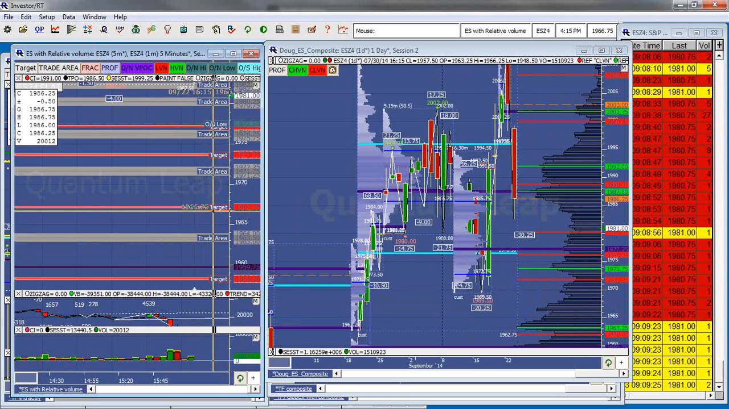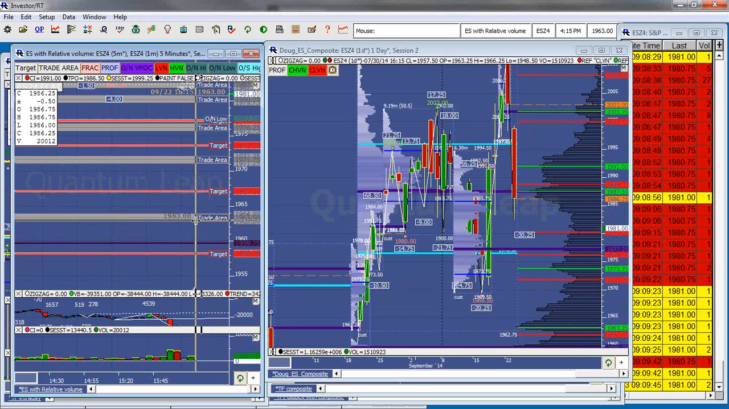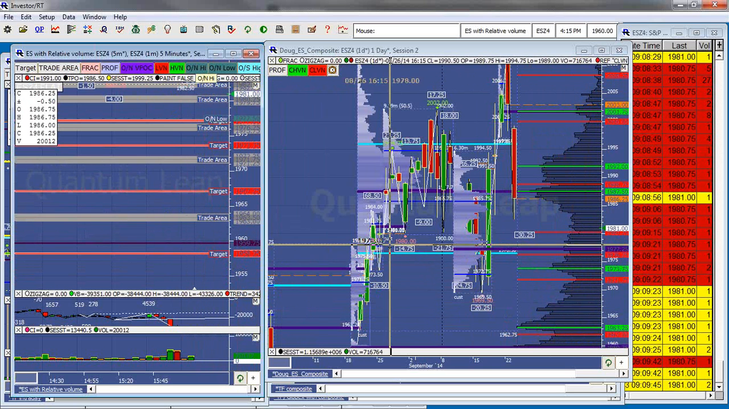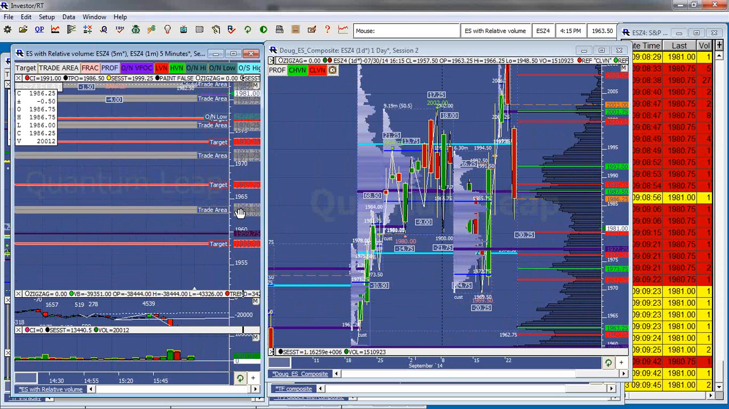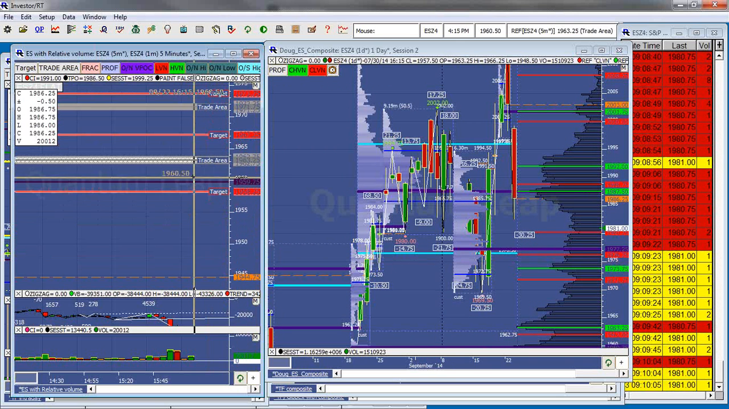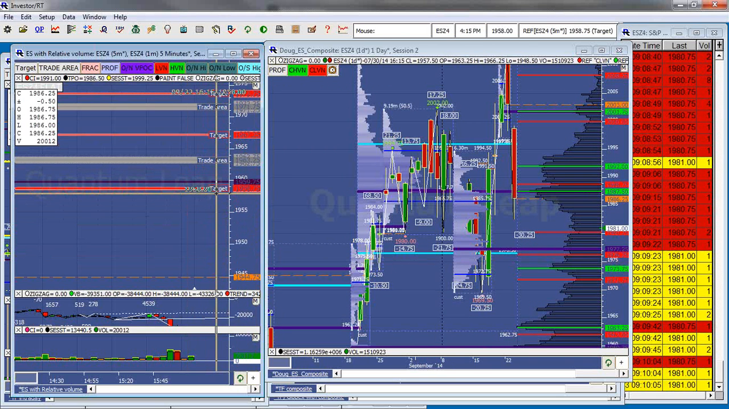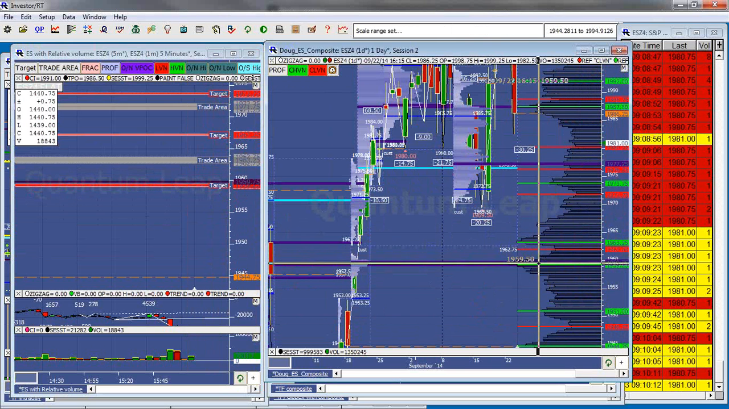67.25 was our microcomposite VPOC on the September contract, so I'm keeping the September number in there, but the two big numbers below us are going to be 63.25 and then the big number, which should be 59.25. That's our former microcomposite VPOC, and it is currently naked.